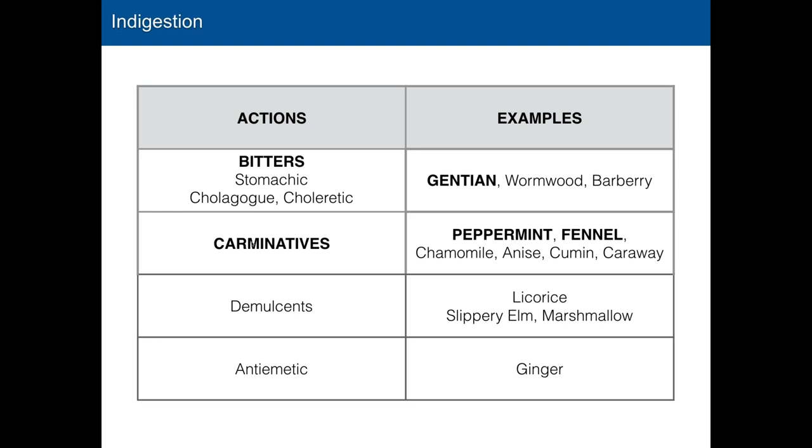Carminatives, these can help. They can sometimes make indigestion worse depending on if you've overeaten and you are getting a little bit of reflux. But in general, they can help relax sphincters, get food to descend, and increase circulation to warm up the gut. You just don't want to take a lot of carminatives right before bed, though, because that can cause reflux. Demulcents would help if there's a heartburn component to it, and then antiemetics may also help as well. You know, ginger is your classic one, okay?